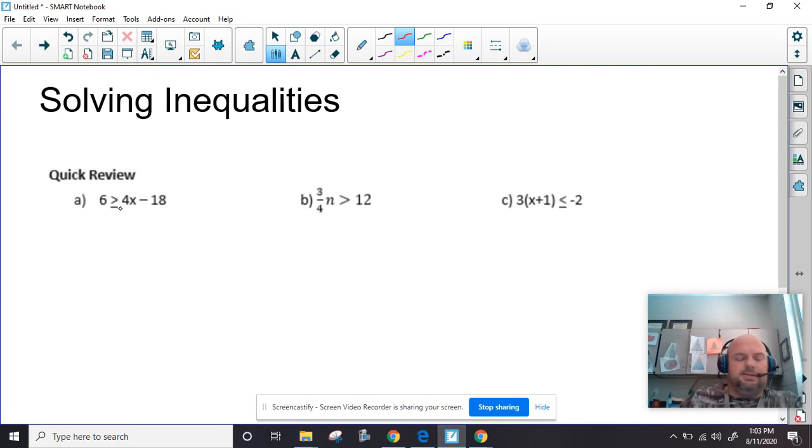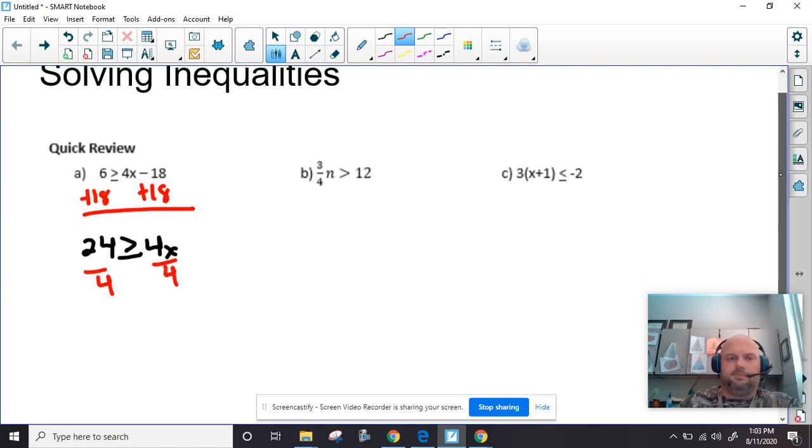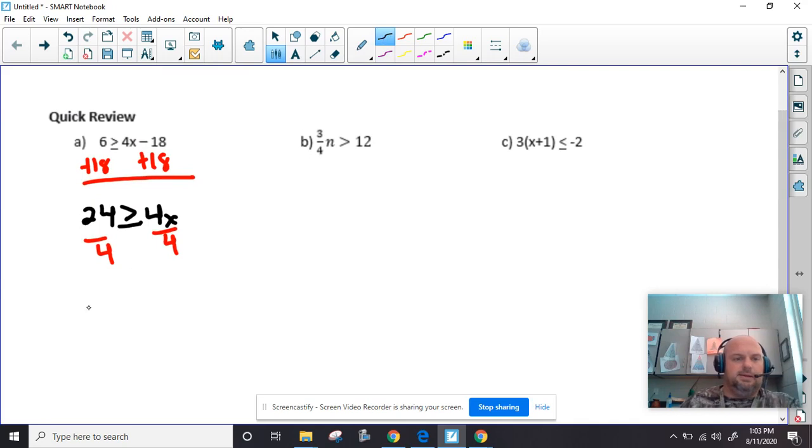All right, so this problem right here, here's our variable. We're going to add 18 to both sides. All right. Greater than or equal to 4x. Okay. Now, we're going to divide by 4. All right. So we get 6 is greater than or equal to x.